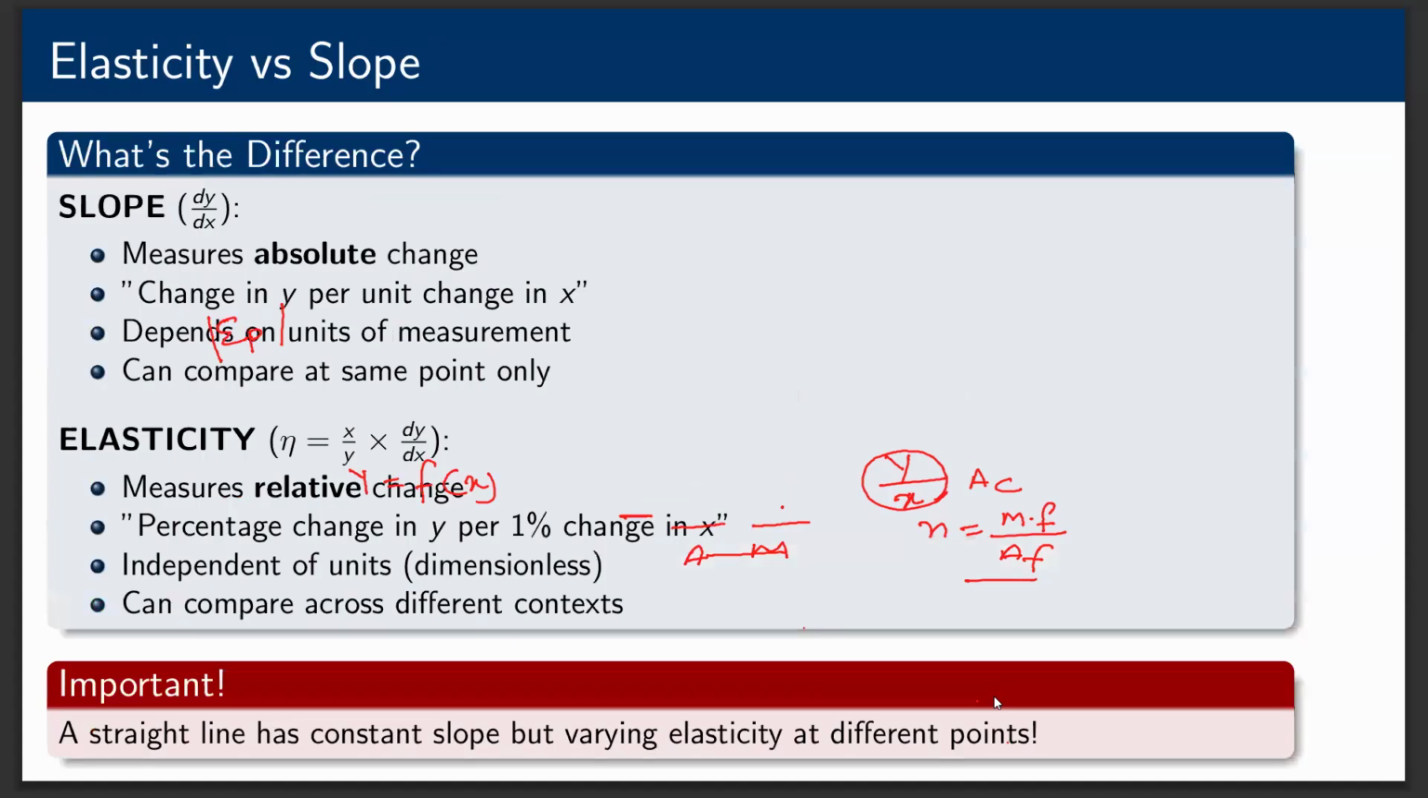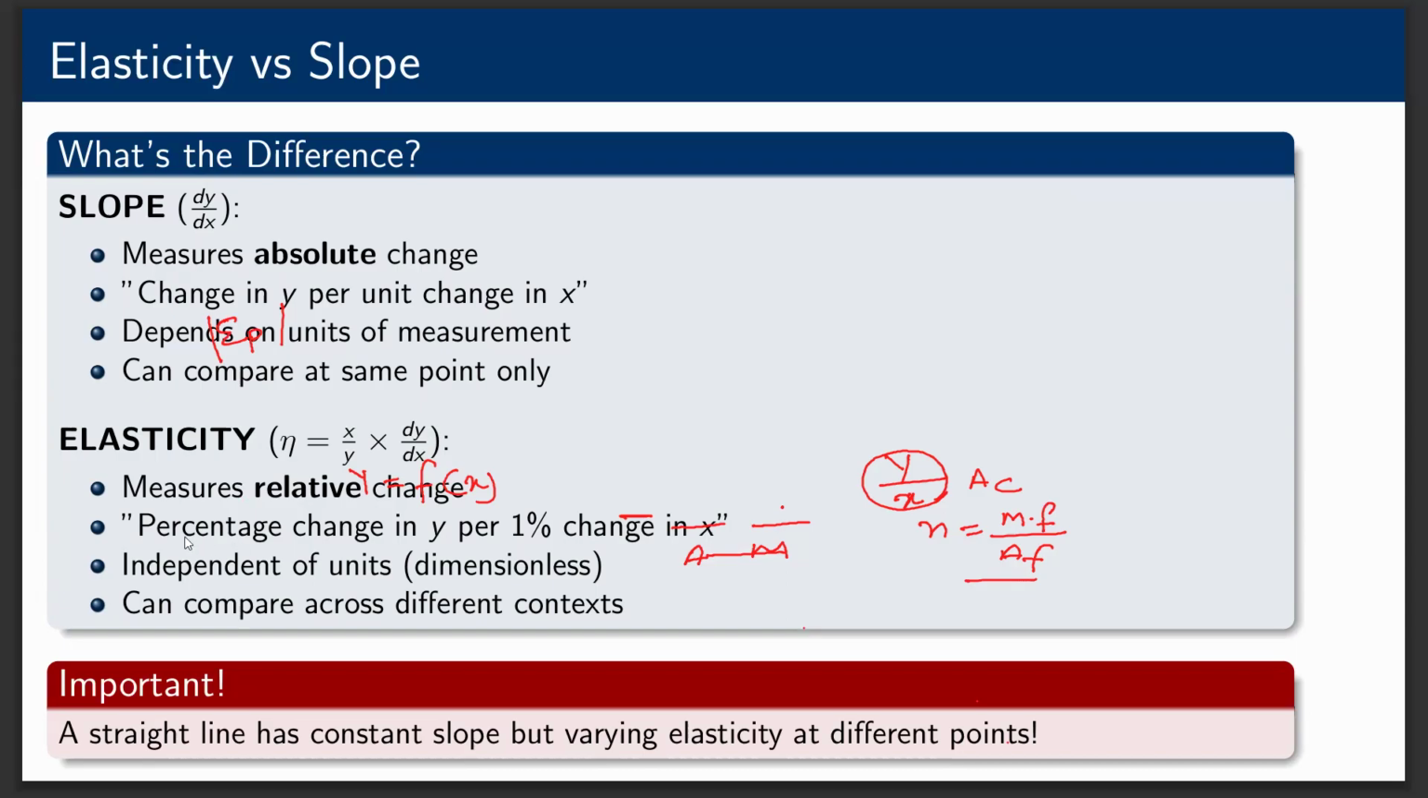Okay. Then, the difference between elasticity and slope. Slope is an absolute change, whereas elasticity is a relative measure. Look at the calculation of slope and the calculation of elasticity. Slope says dy upon dx. But elasticity says dy upon dx multiplied with x by y. So the ratio of x by y is related to this. Therefore, it is a relative figure.